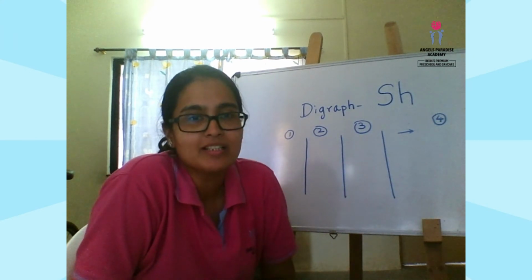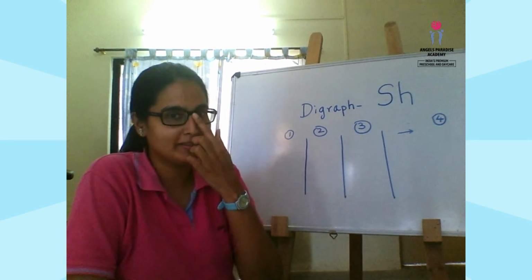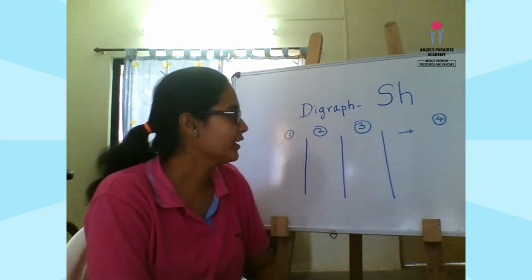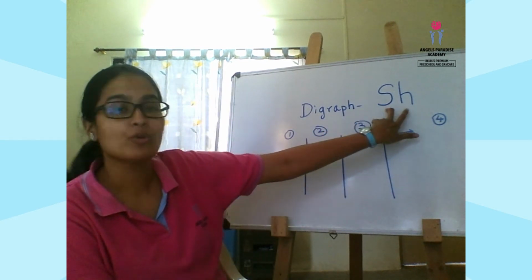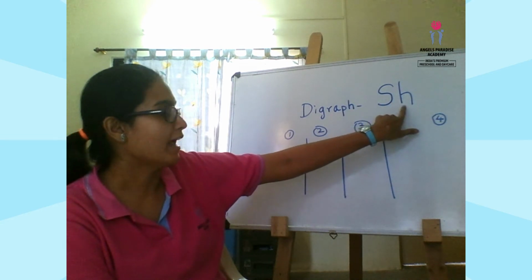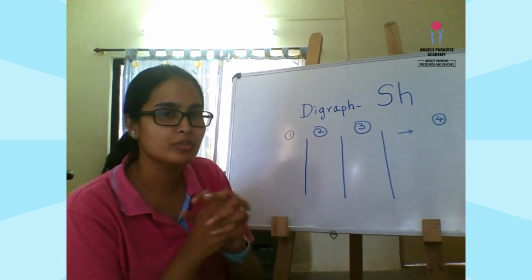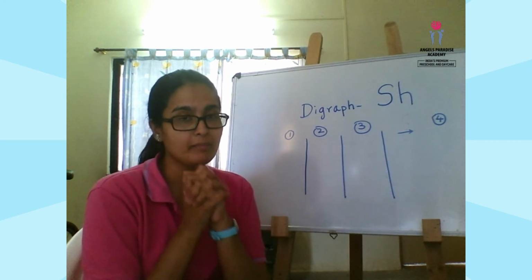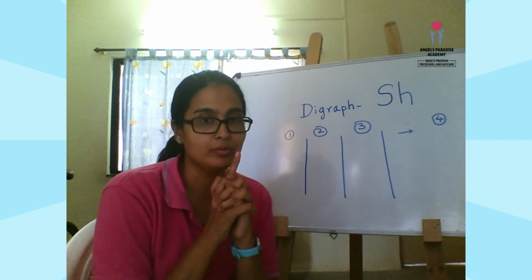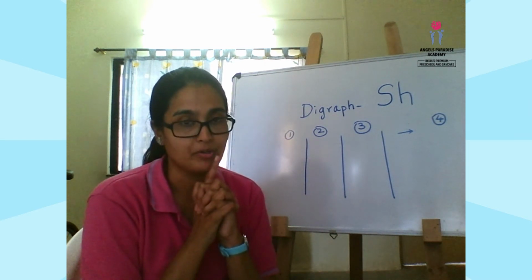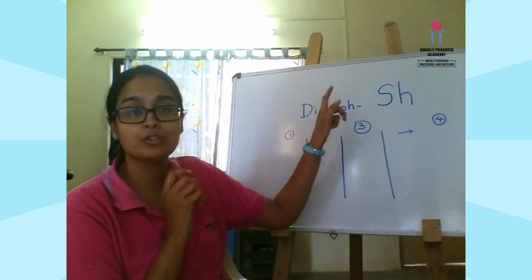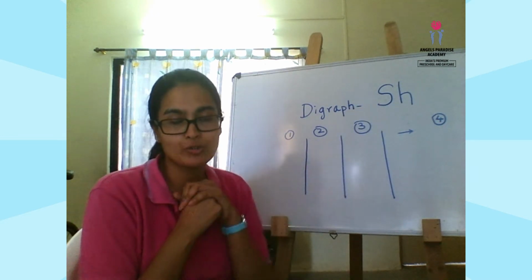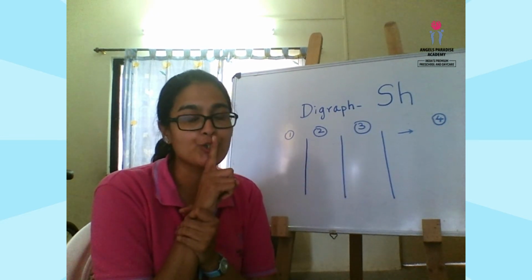Hello children, so today we are going to learn about the sound sh. Here you can see two consonants, S and H. When two consonants come together and make one single sound, it is called a digraph. So today we are going to look into the digraph. S and H put together make the sound sh.